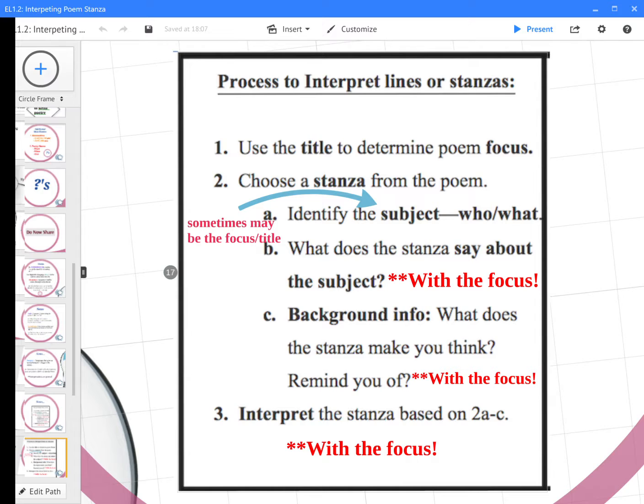So 2A is identifying the subject. B is now just switching out pronouns for the subjects that you know. Taking out she, putting America. Taking out me, putting the poet. So when you definitely know who is the subject, just change it, but keep everything else the same.